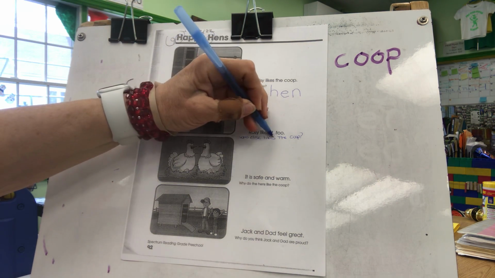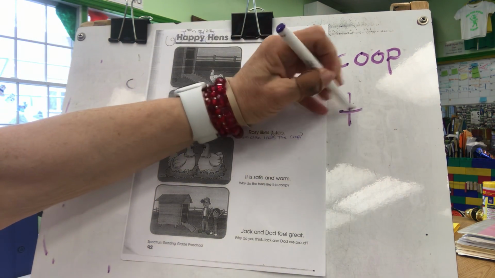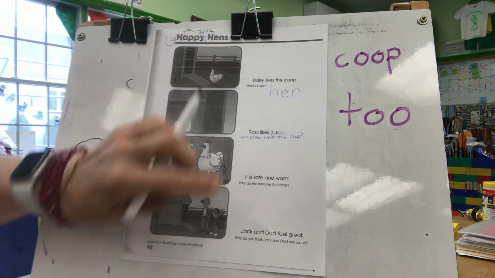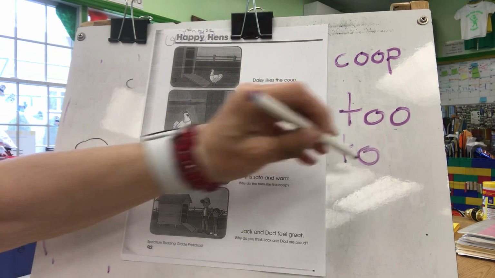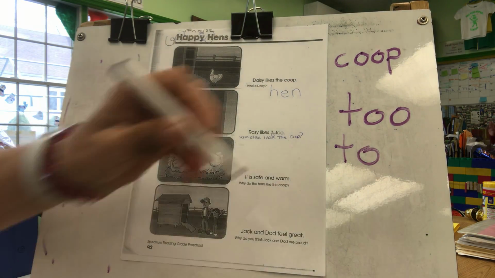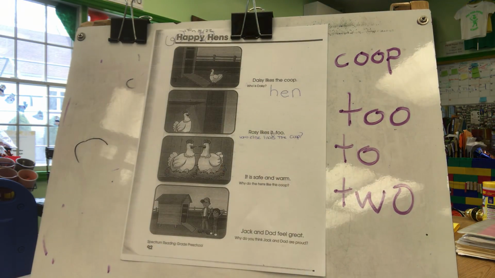likes it, comma, too. Remember, T-O-O is one of the many forms of to. That means also. We have T-O for to. I'm going to the store. And don't forget the number word to, T-W-O. Many forms of to.